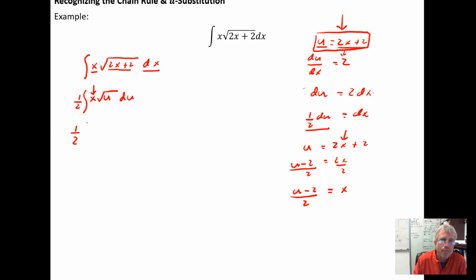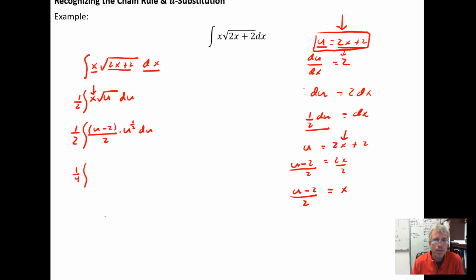I'm going to get a half times the integral. And we're going to replace the x with (u minus 2) over 2. And then we're going to rewrite the square root of u as u to the 1/2. And this is du. Right away, I want to notice that this constant 2 in the denominator could be factored out in front of the integral, which would give me 1/4, because that 2's in the denominator position.